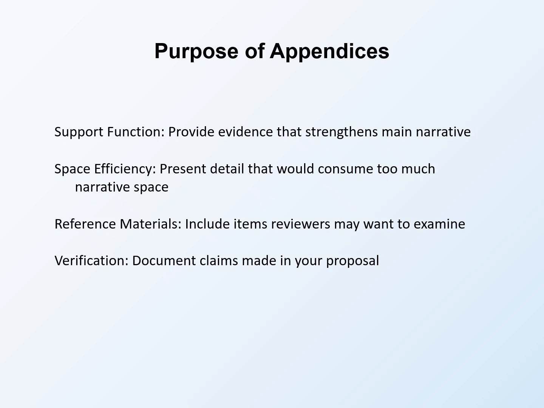Reference materials include items reviewers may want to examine for additional detail. Resumes, organizational descriptions, or detailed timelines provide information some reviewers want to see, but that not everyone needs in the main narrative. Appendices make this information available without requiring all readers to work through it.